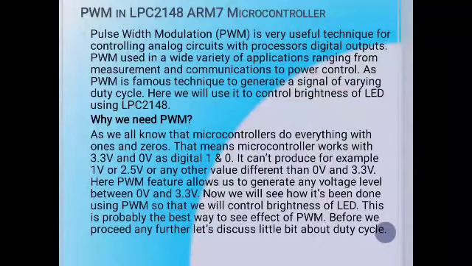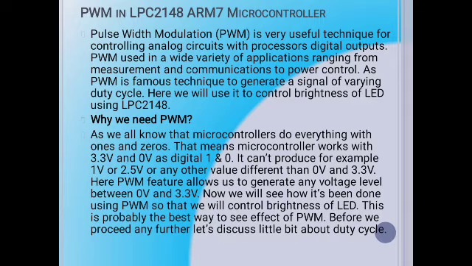Next, PWM in LPC2148. Why do we need that PWM? We all know that a microcontroller does everything with timing. That means the microcontroller operates in the voltage range of 3.3 to 0 volts as a digital 1 and 0. It cannot produce, for example, 1 volt or 2.5 volts or any other value different from 0 and 3.3. Here the PWM feature allows us to generate any voltage level between 0 and 3.3.